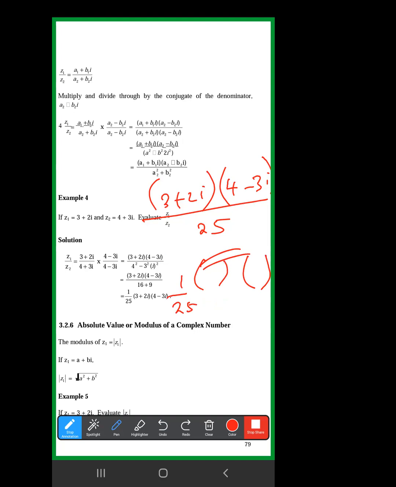Do you understand? Yes. Any question? Yes, sir. If you have any question, please ask. So I'm going to stop at the last part.